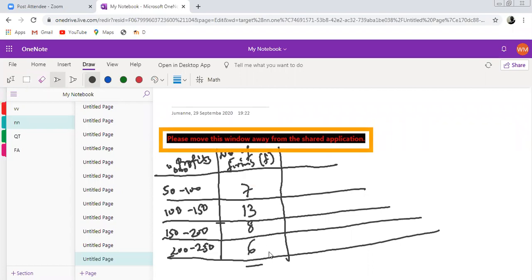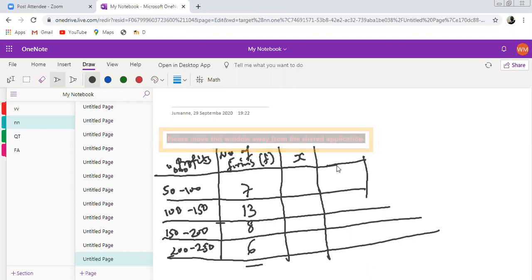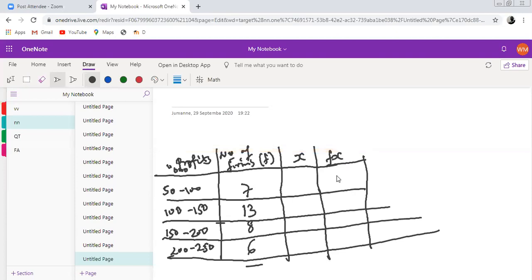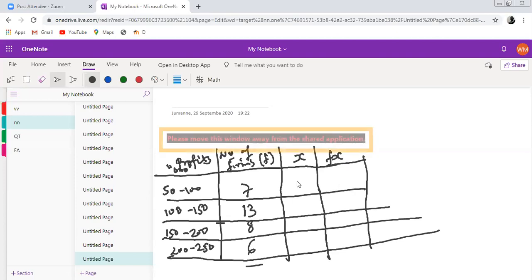Those are our Fs. For us to be able to calculate the mean, what we need is a column for X, which you will not be given. You must prepare it yourself, and the column for Fx. These are the two columns that we need. We need a column for X and a column for Fx. These ones you must create yourself.